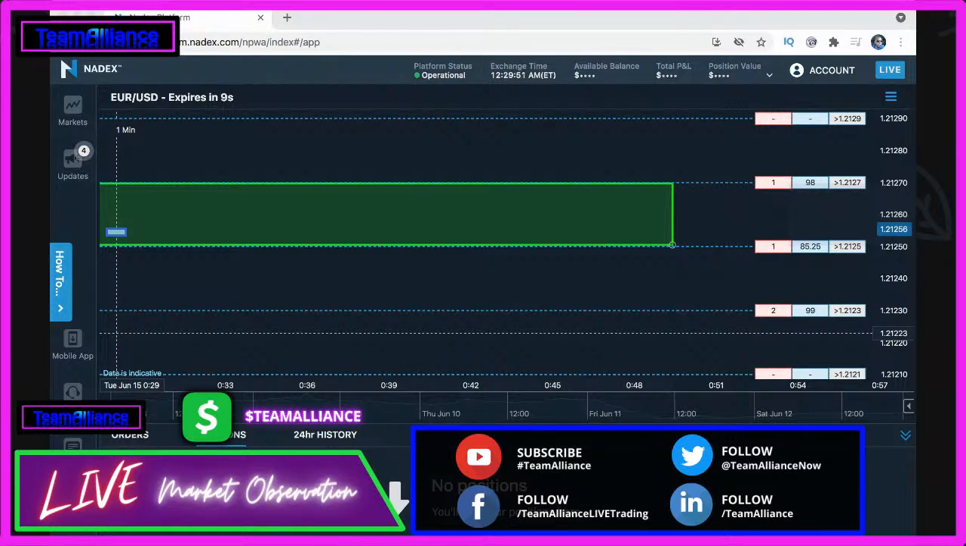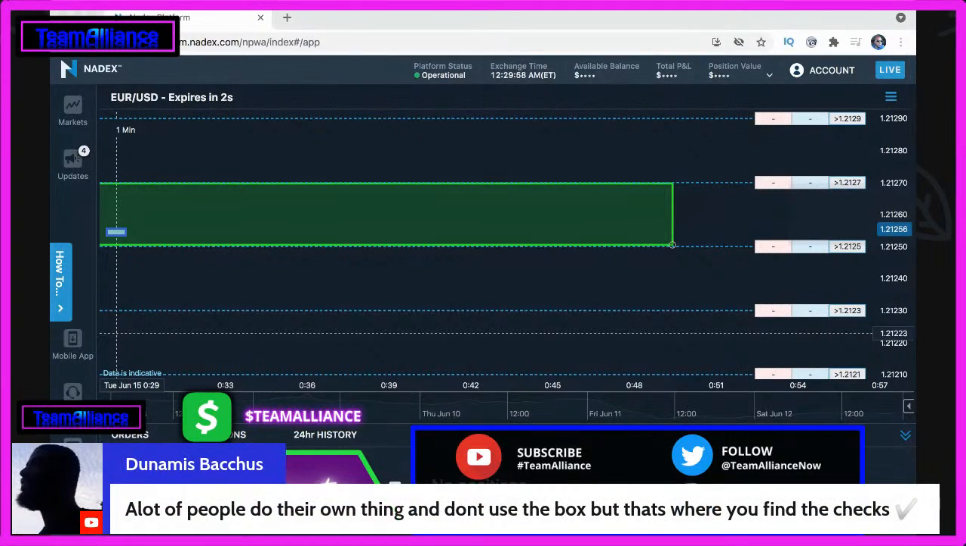A lot of people do their own thing and don't use the box, but that's where you find the checks. Hard. That's hard. There's checks in that box.